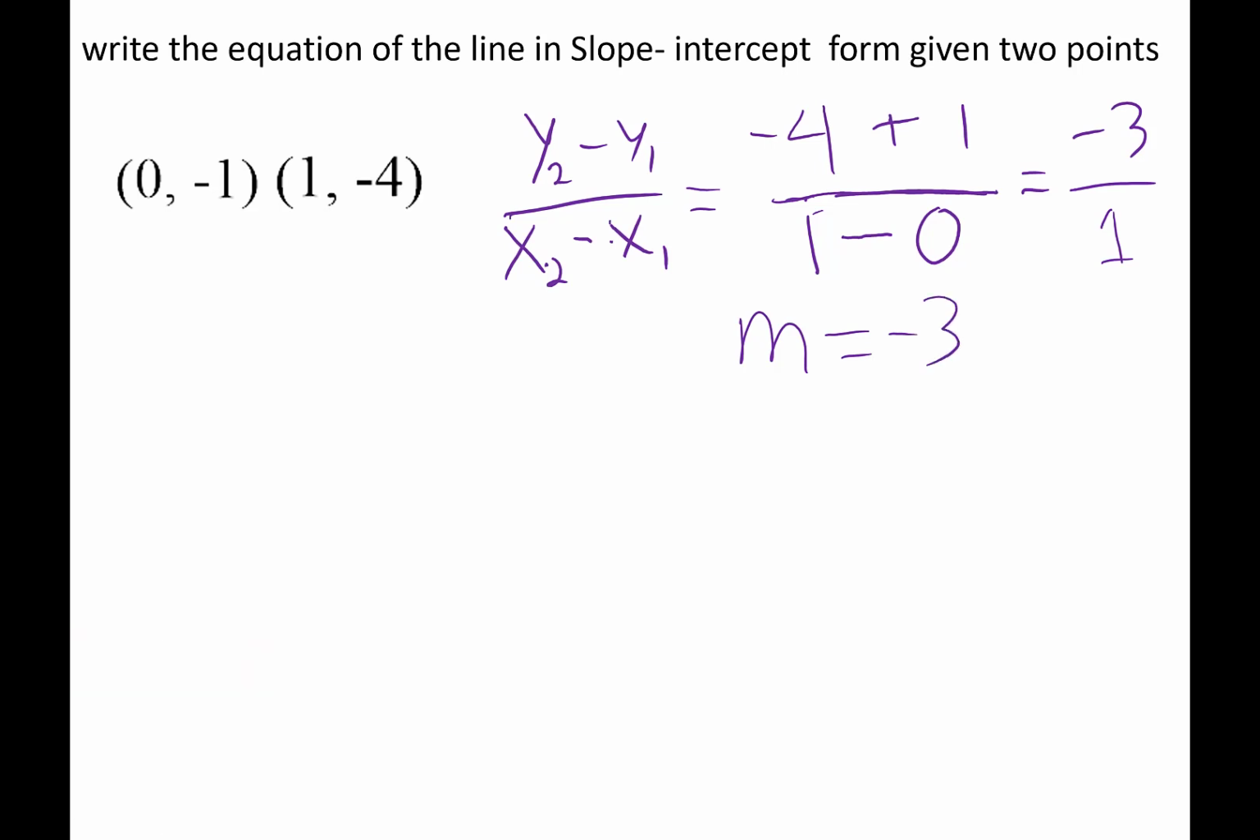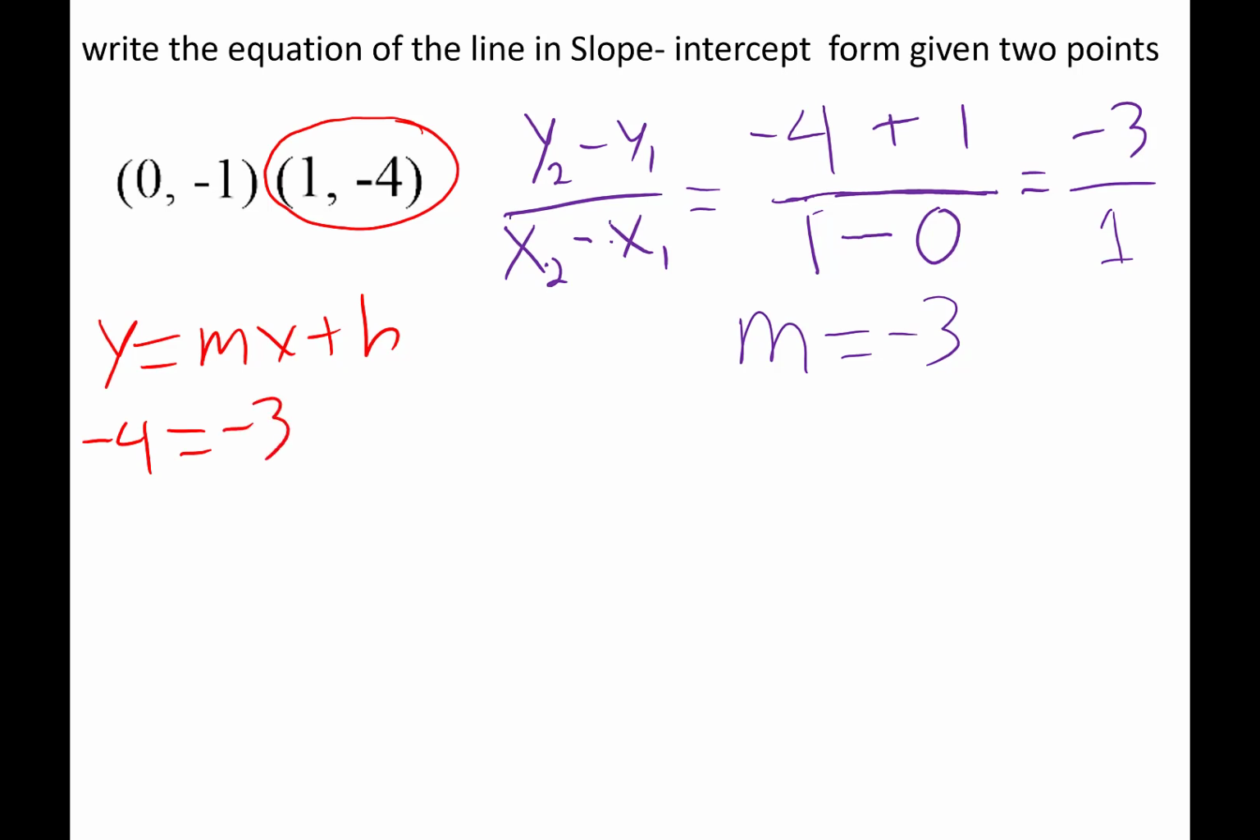Okay, so now we're going to pick a point. Again, it does not matter which point we use. So this time, instead of using the first point, I'm just going to use the second point just to show you it's still going to work. So plugging into y equals mx plus b, I get my y is -4, my slope is a -3, and my x is 1. And we're looking to see what b is. We need to find b.